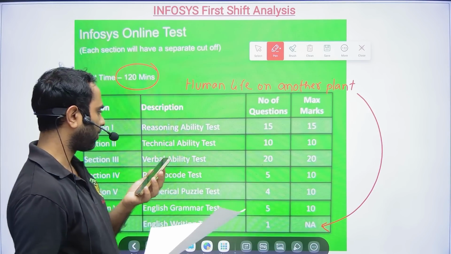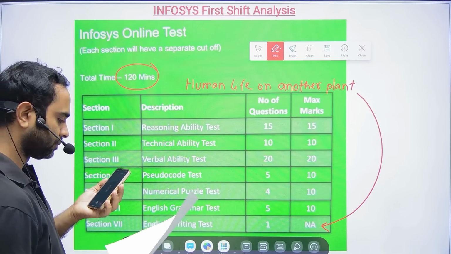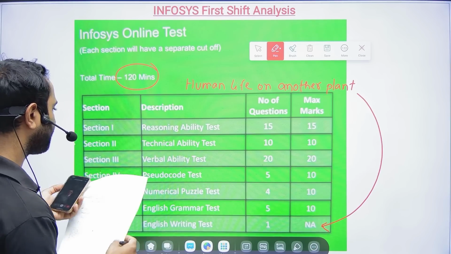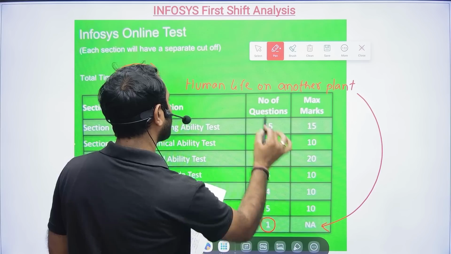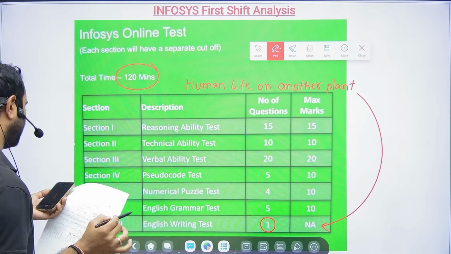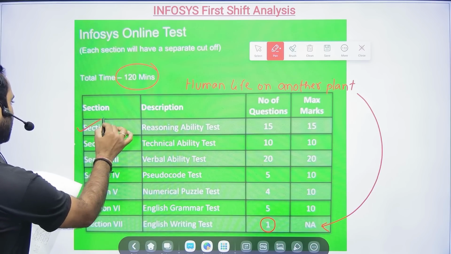Then we will get more information. Okay, anyway. So essay writing, there was one question, and that question was human life on another planet. So section 1, your reasoning ability.